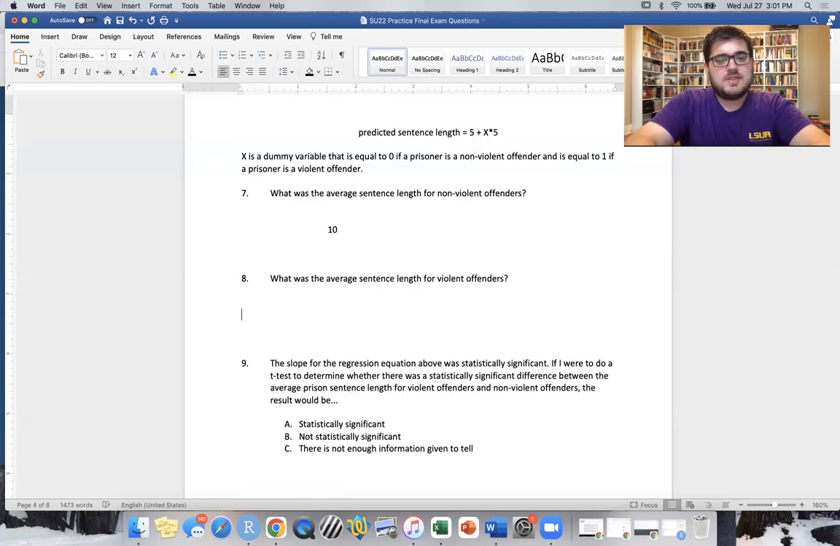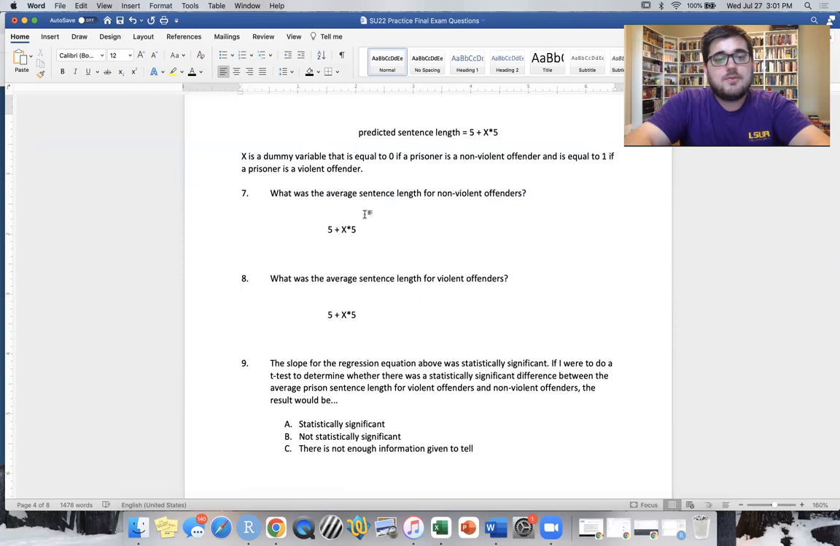What about the average sentence length for violent offenders? So that would be 5 as our intercept plus x times 5. And this time x would be 0 because they're violent. Equal to 0 if they're non-violent and 1 if they're violent. Wait. 0 if they're non-violent. Wait, so then this should be 5. I'm getting myself with the 1s and the 0s mixed up. Hold on. Let me redo this.